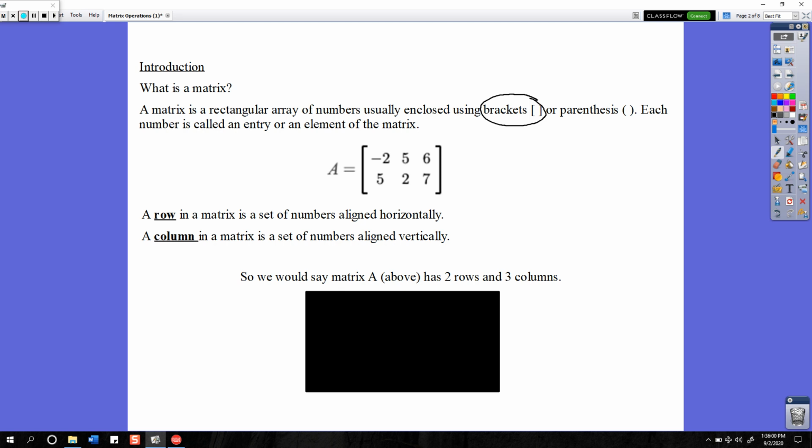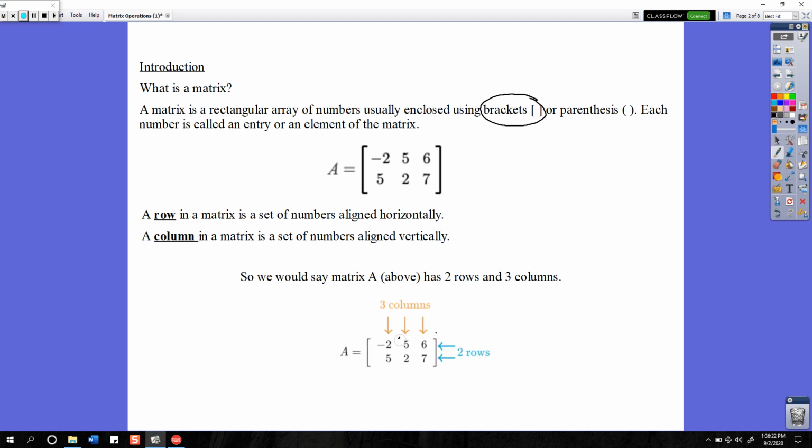Now, when we're describing matrices, we need to know some information about the rows and the columns. A row in a matrix is a set of numbers aligned horizontally. A column is a set of numbers aligned vertically. Looking at my matrix A, we would say that it has 2 rows and 3 columns.